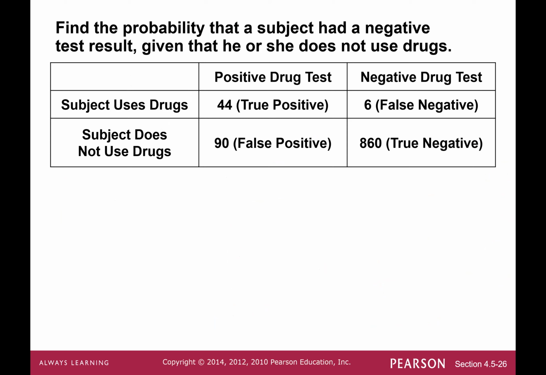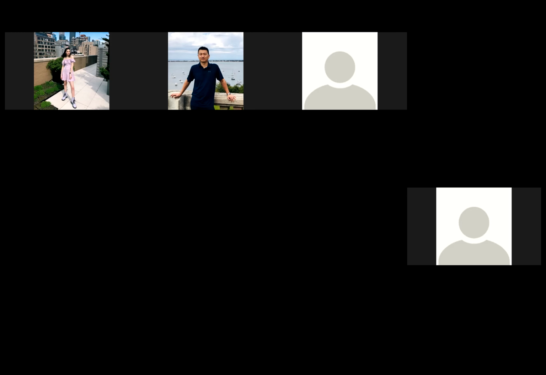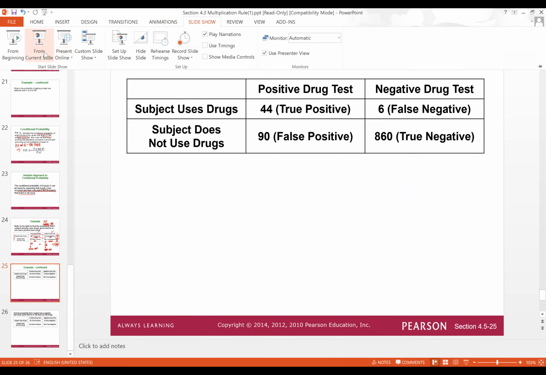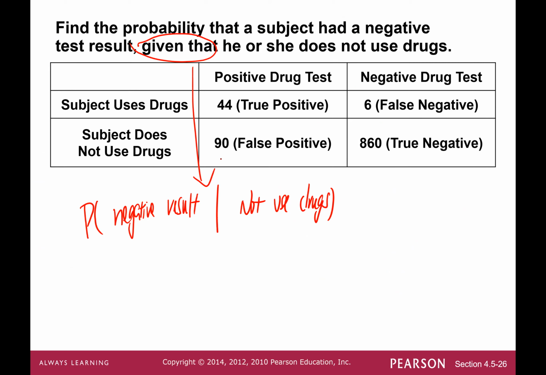What if you want to find the probability that the subject has a negative test result, given that he or she does not use drugs? All right, so the given that indicates it's a conditional probability. Think about this. We have a negative test result given that he or she does not use drugs. So a negative test result, given not using drugs. This keyword is given that. That's when we know it's conditional probability.